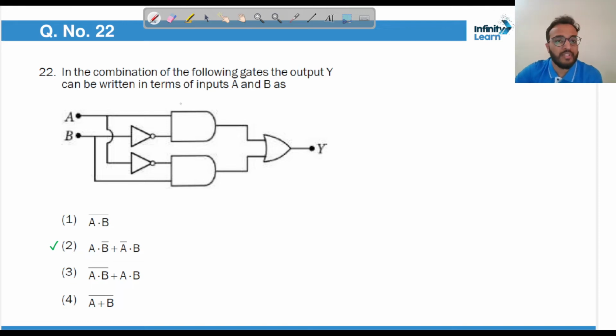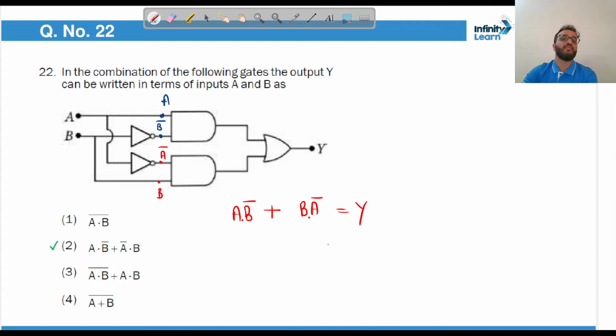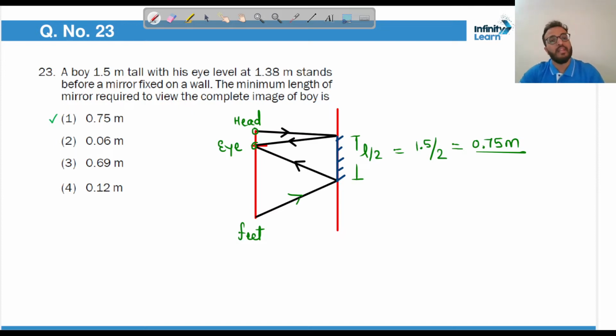Now here, the inputs are A here, but the B is not directly coming here. The complementary of B is coming. That means B bar is coming here. Similarly, B is directly coming here, but here A bar is coming, and both are becoming AND operations, and finally they are becoming OR operation. So look, A B bar is AND, B A bar is AND, but together they are OR. This will give you Y. So which option is correct? Second option is correct.